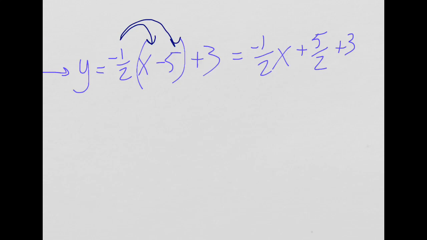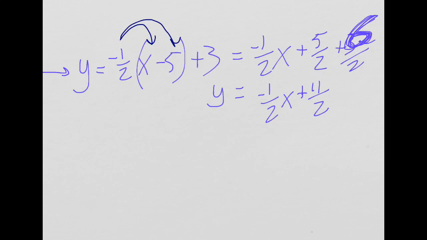But again, I want to simplify this. So I'm going to leave the negative 1/2 x alone. Can't do anything to that. But I want to combine 5/2 with 3. So instead of 3, I'm going to write that as 6/2. See what I did there? Multiplied by 2 on the top, multiplied by 2 on the bottom. Didn't change anything. 3 times 2 is 6. 6 over 2 is absolutely the same as 3. So I'm going to find that common denominator and then say 5 plus 6 is 11, and that's over 2. And so that is the equation I get for y in slope-intercept form.